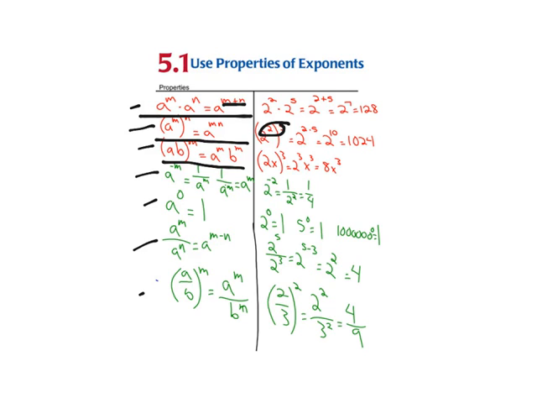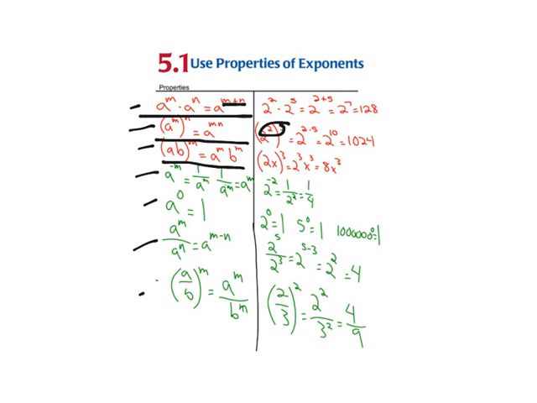a times b to the m, so this is when you have two bases multiplied, raised to an exponent. What happens is you apply that exponent to both of them. So if I had 2x to the 3rd power, it'd be 2 to the 3rd power and x to the 3rd power, which is 8x to the 3rd.